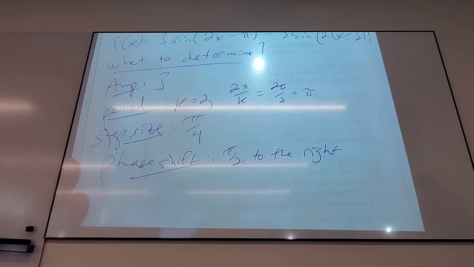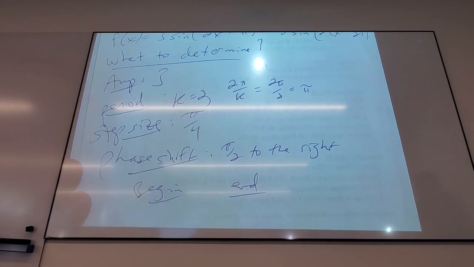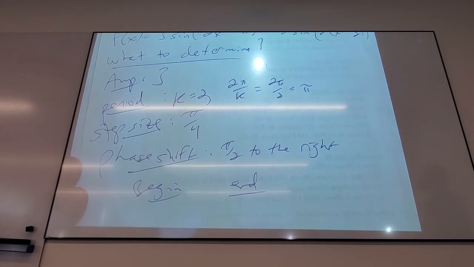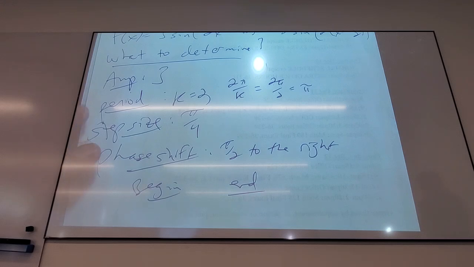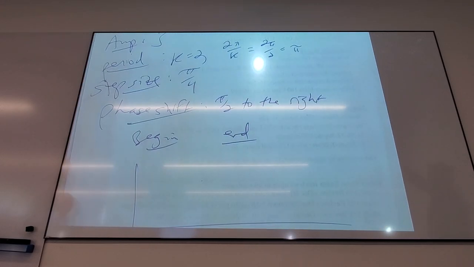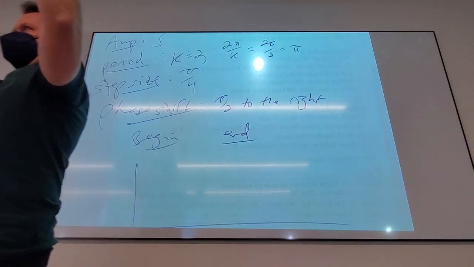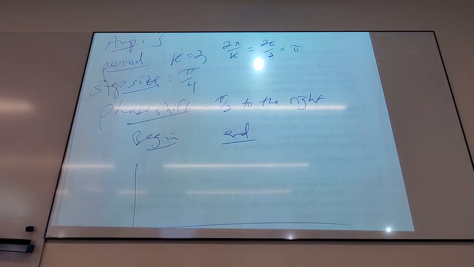If you want to, you can do begin and end. I don't really have to though, because where am I starting? Where's everything starting? Normally starts at 0. That's the base wavelength that we do. So 0 to 2 pi. Normally we start at 0. Where am I going to start now? Pi over 2.